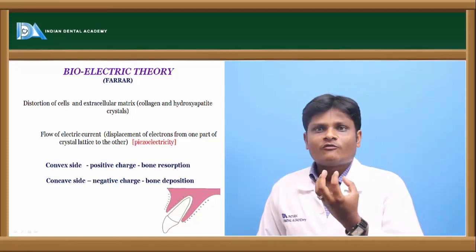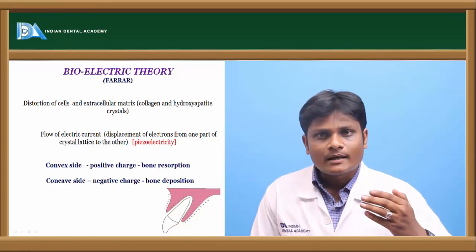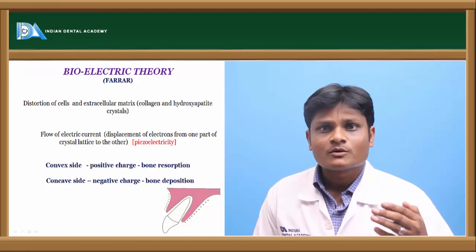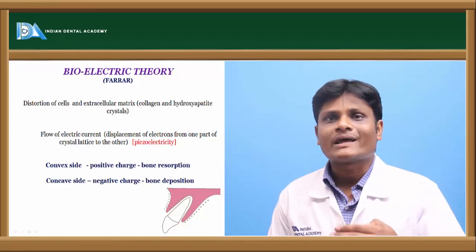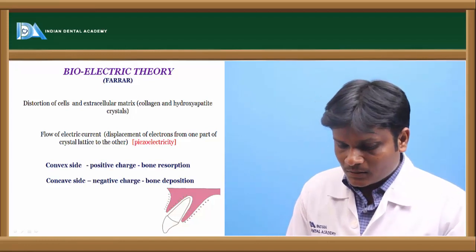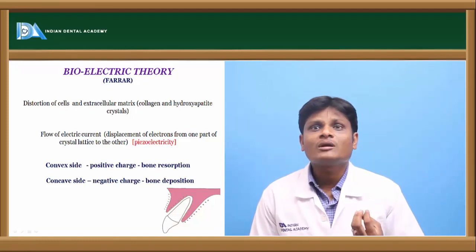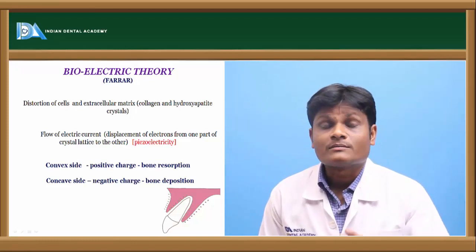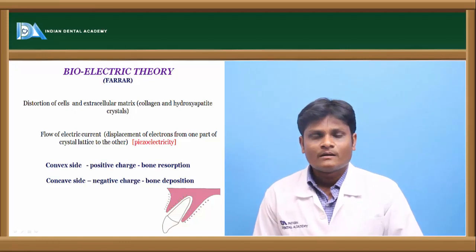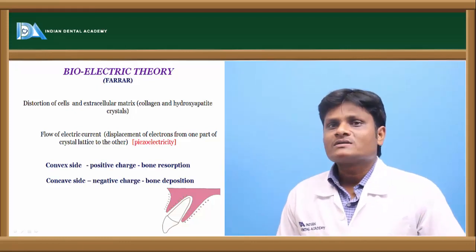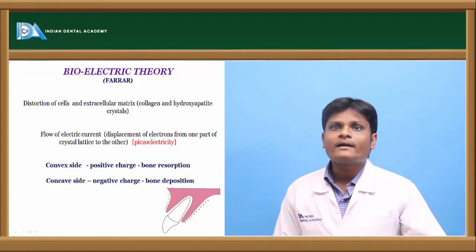Due to the distortion of these structures, there will be flow of electrons from one portion of the crystal lattice to the other portion. This flow of electrons is called piezoelectricity. Further, these electrons will be bathed in the fluid in the periodontal ligament, creating an electric potential in the periodontal ligament fluid, and this is called streaming potential. So, in response to orthodontic force, there will be distortion of the periodontal tissue, which will lead to generation of piezoelectricity and streaming potential.